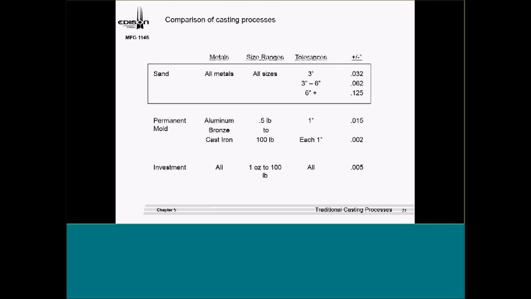So, comparison of the processes then. When I look at the sand, I look at the permanent mold, I look at the investment. This is just really to supplement what I've already talked about, but I want them to see the differences in tolerances, the differences in dimensional tolerance, the size range, and what type of metals each one can actually produce as the result of going through the process.